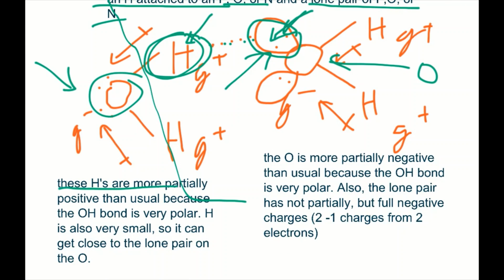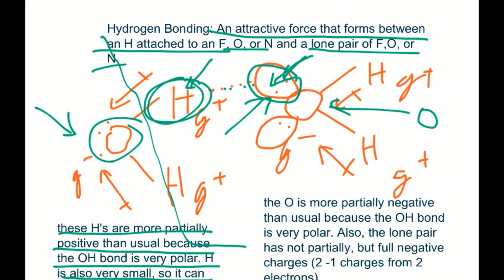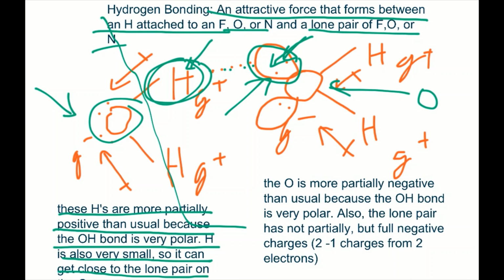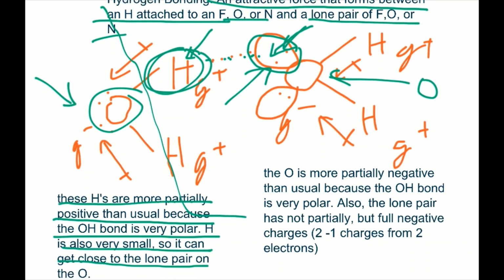So these H's are more partially positive than usual because the OH bond is very polar. H is also very small, so it can get close to the lone pair on the O. So in this case, instead of atom being attracted to atom, the atom is attracted to the lone pair. So that's what makes it different from dipole-dipole forces.